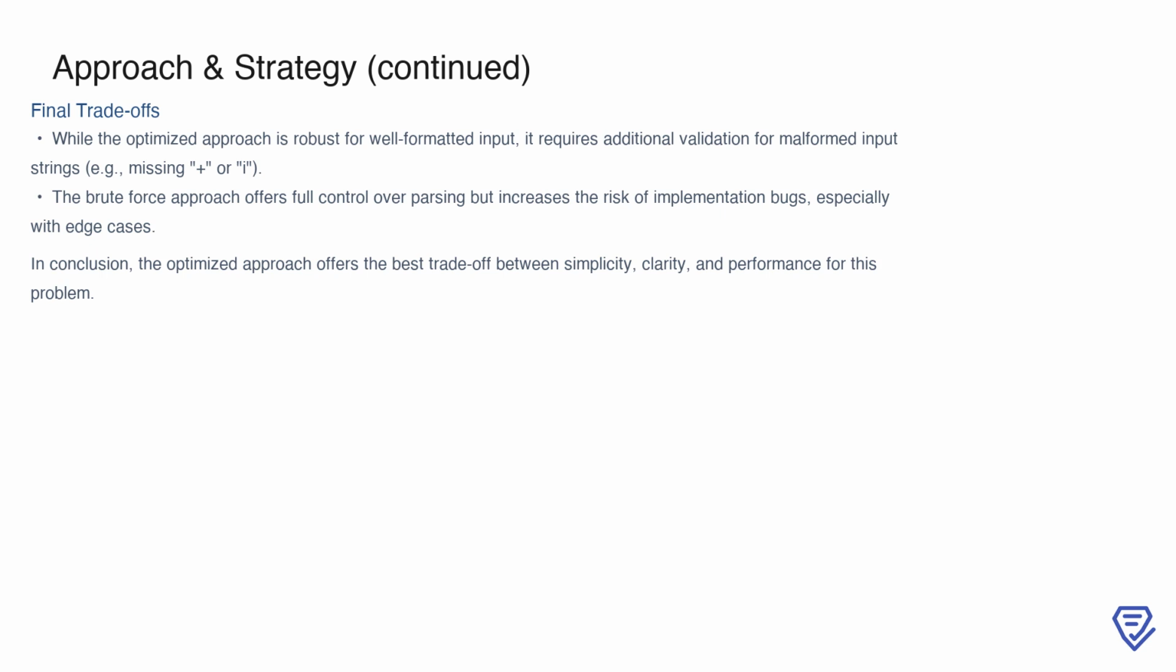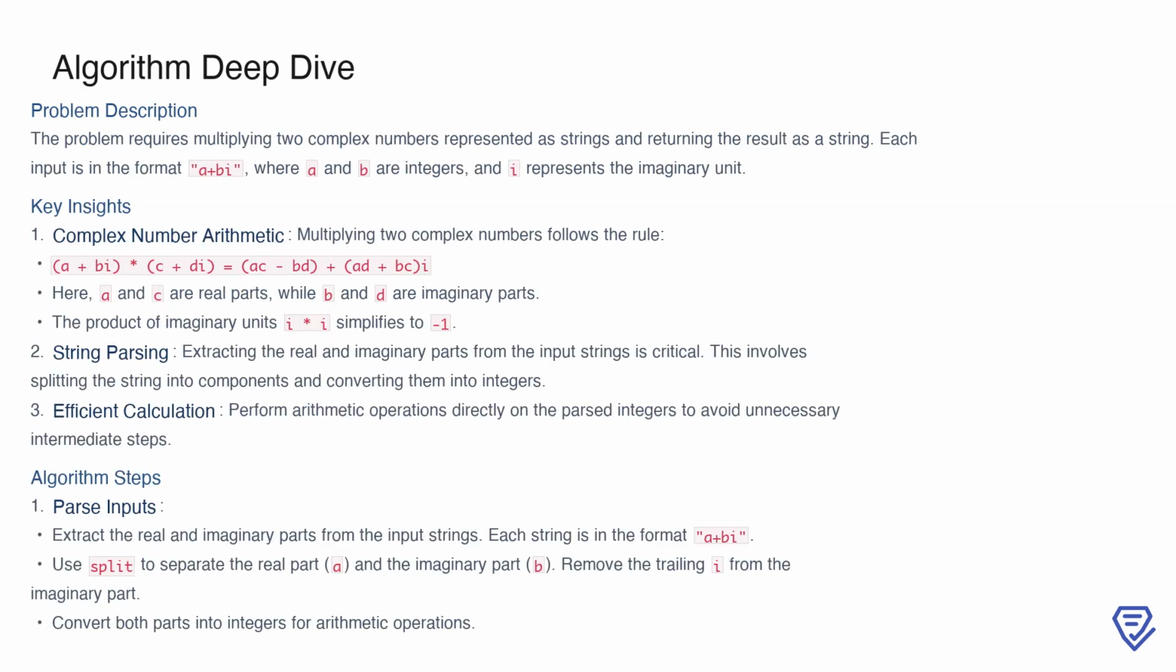In conclusion, the optimized approach offers the best balance between simplicity, clarity, and performance for this problem. It enables us to write concise and maintainable code while minimizing the risk of parsing errors. By prioritizing these factors, we ensure a solution that is not only efficient but also easier to adapt and debug if necessary. To solve this problem, we need to multiply two complex numbers provided as strings and return the result in the same string format.